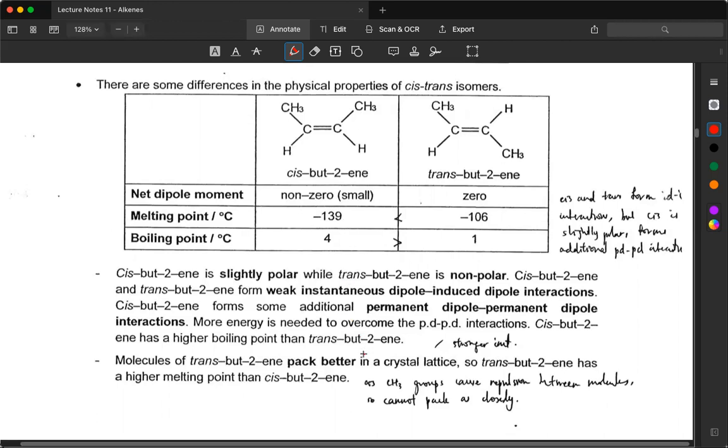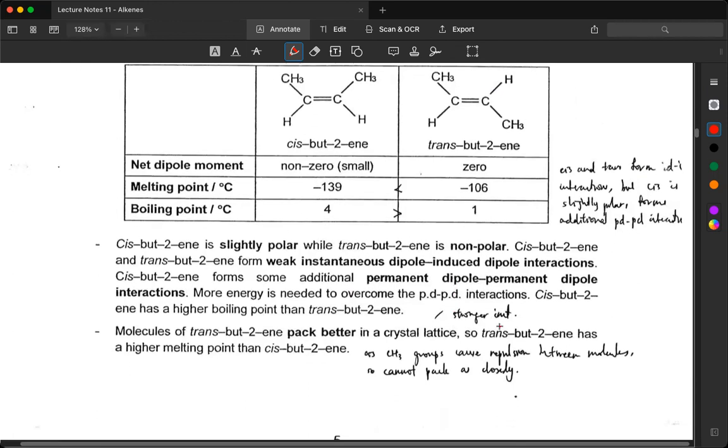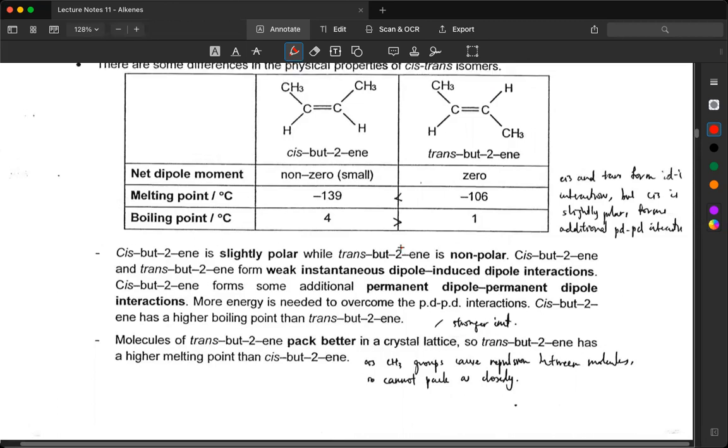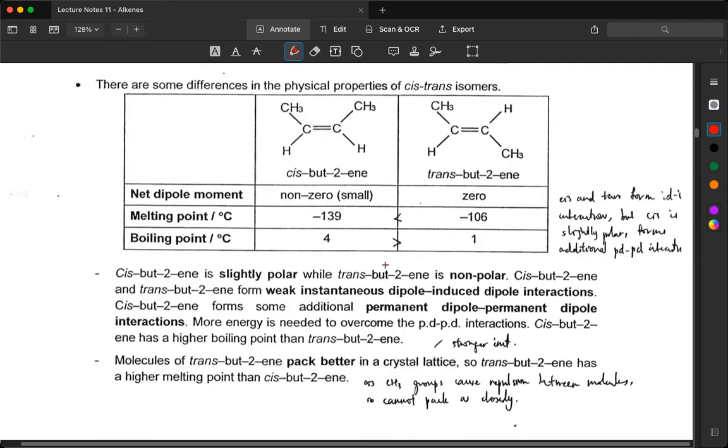That is because the molecules of trans pack better in a crystal lattice, which means they are packed closer together. There are stronger intermolecular forces, or stronger instantaneous dipole-induced dipole interactions, between the molecules. So that means more energy to overcome, and the trans isomer will have a higher melting point. In the case of the cis isomer, the CH3 methyl groups are so close to each other that there will be repulsion, which causes packing to be less efficient.